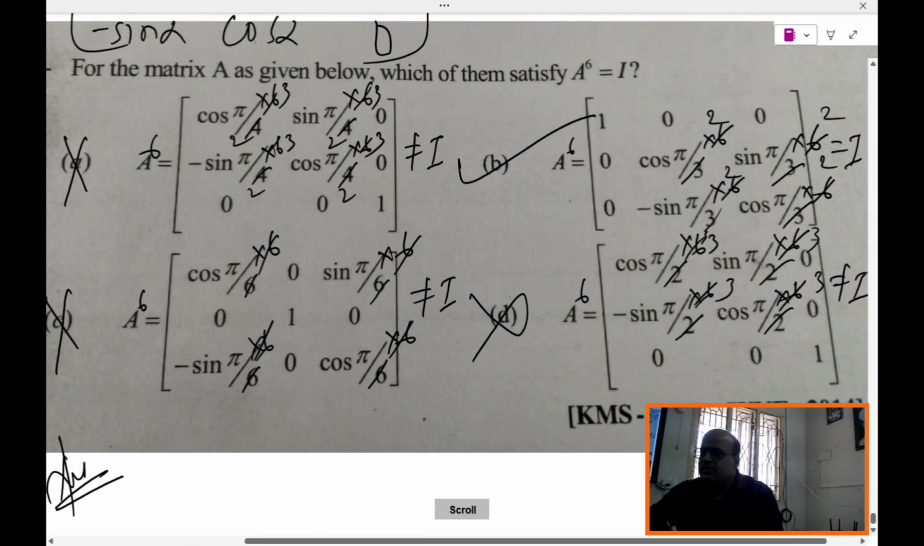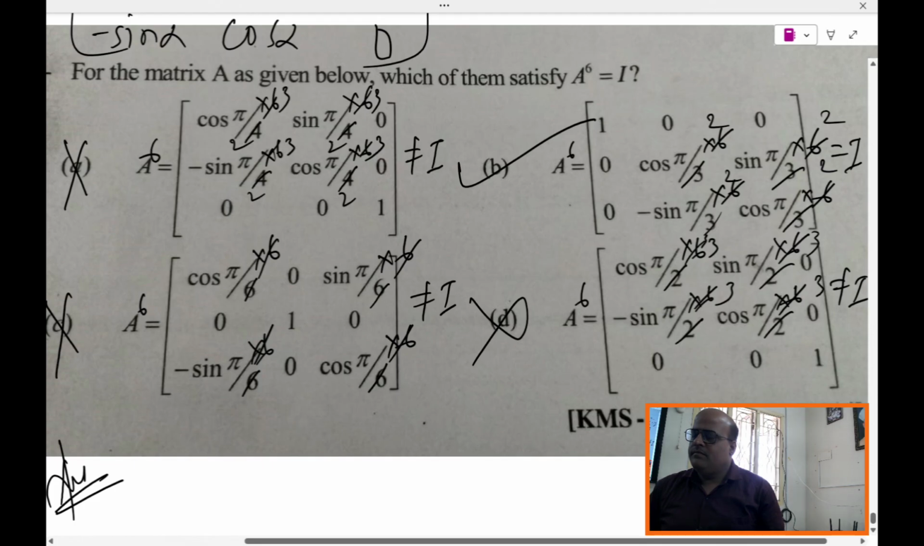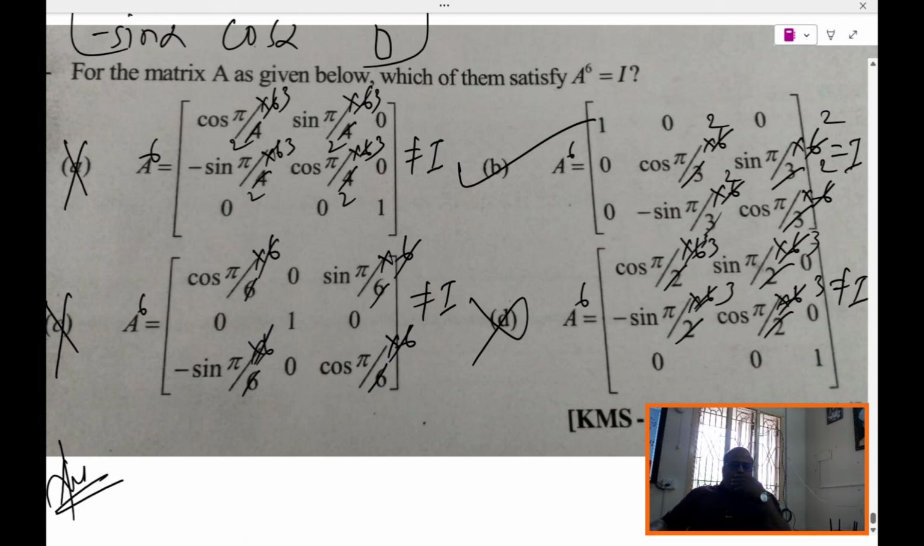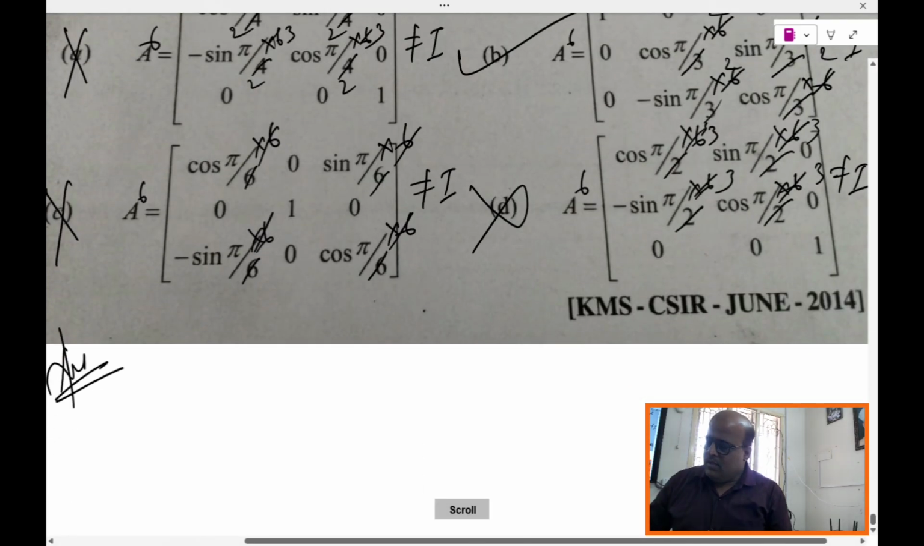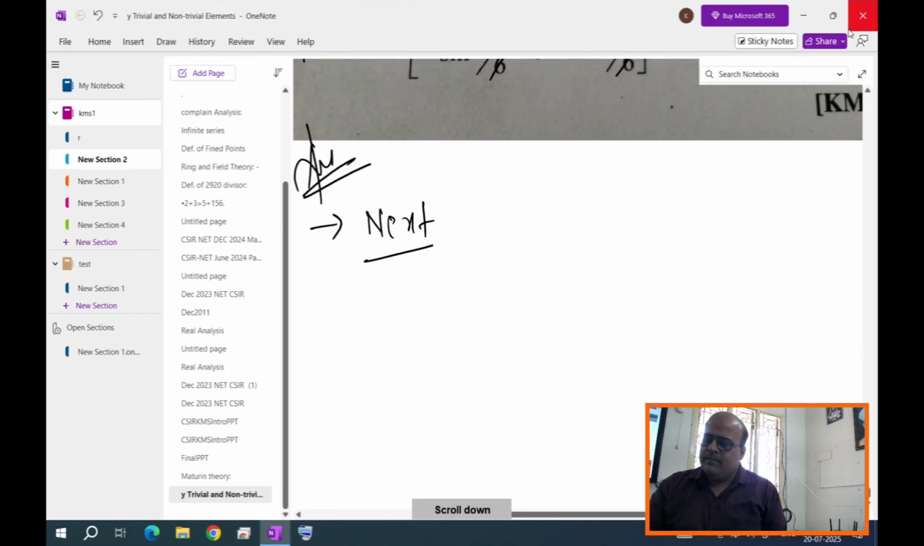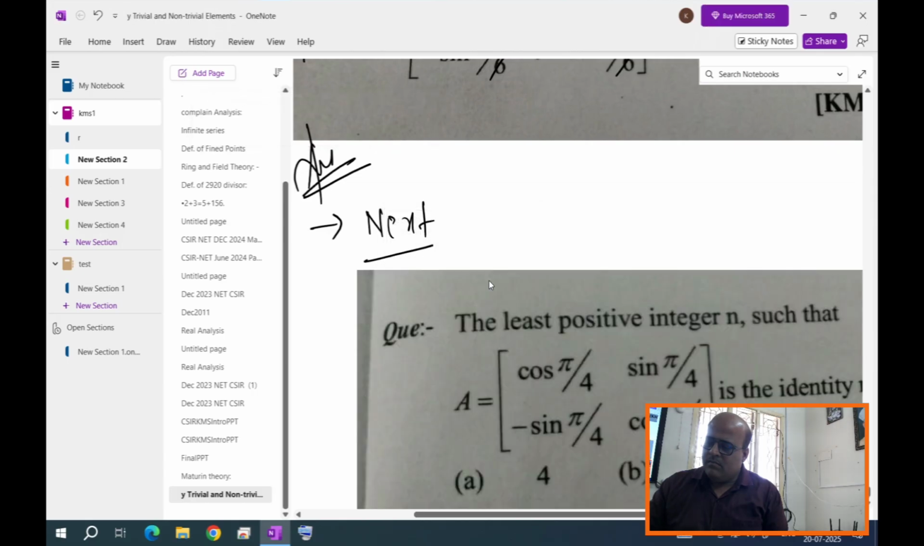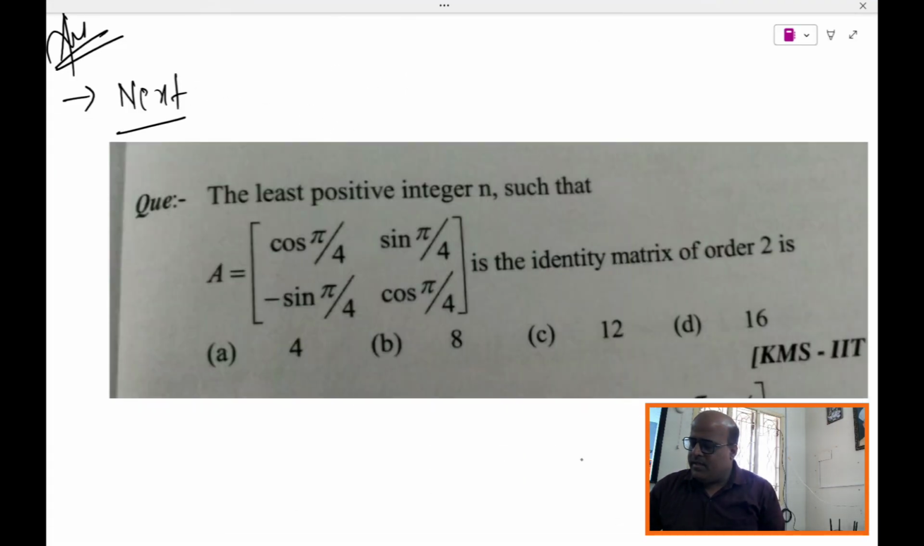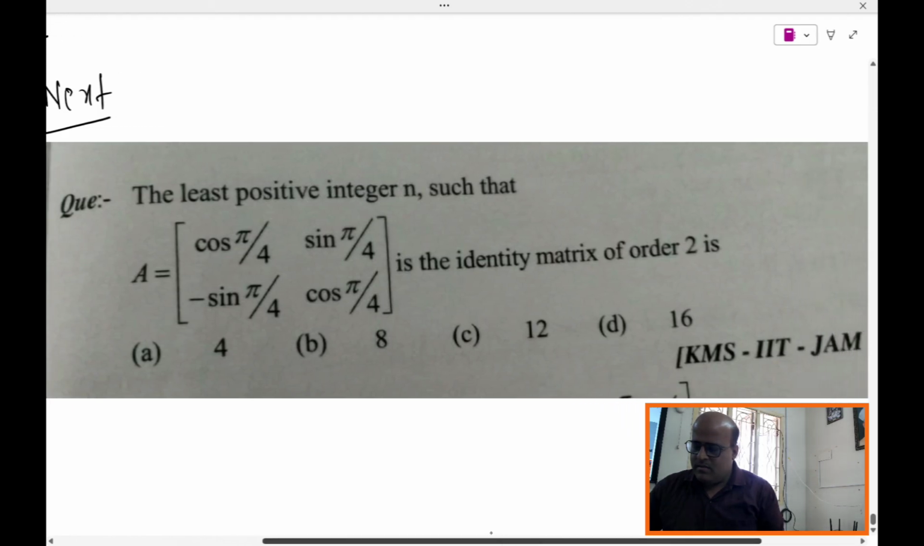Finished everybody? Next we'll see this question, find the solution. Check it.